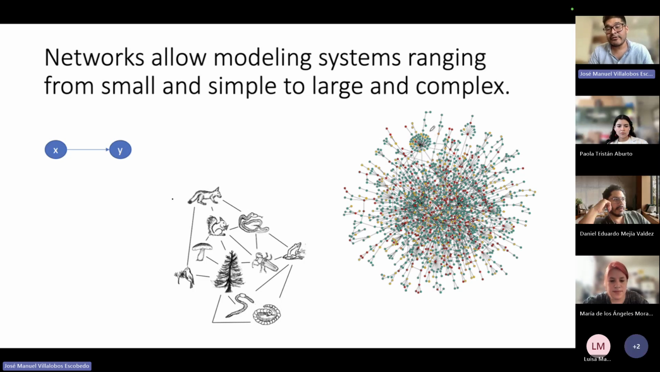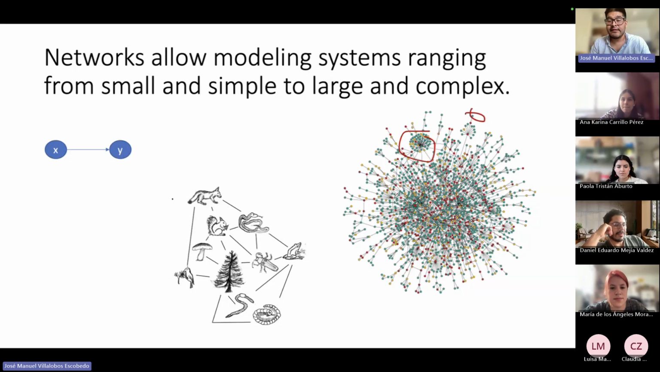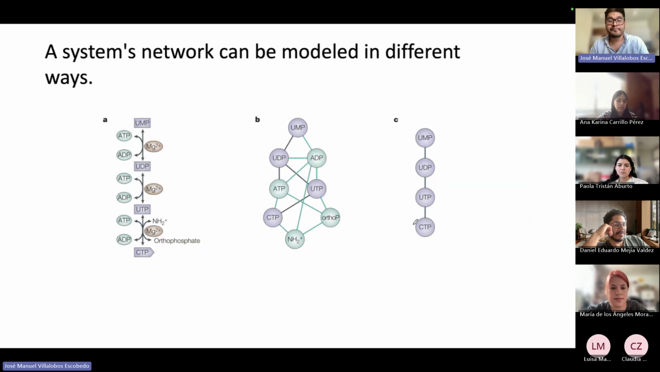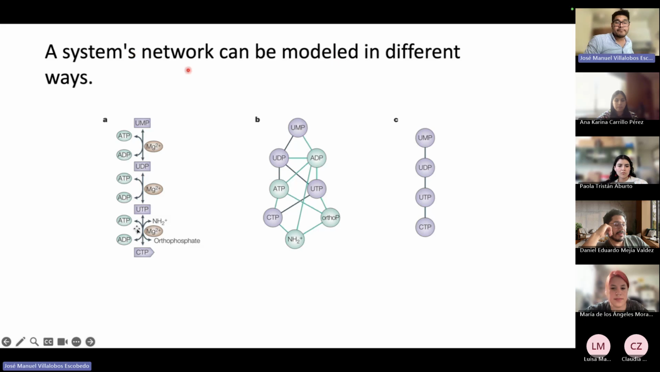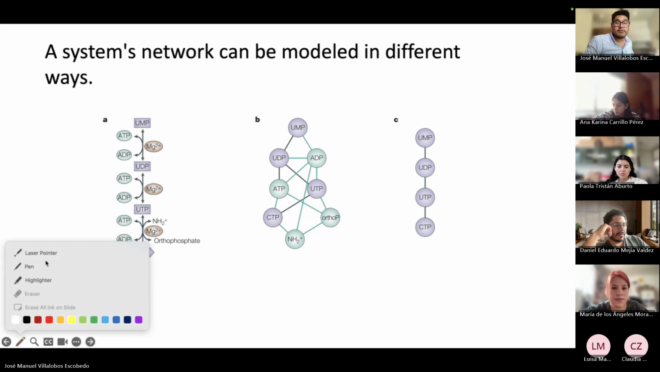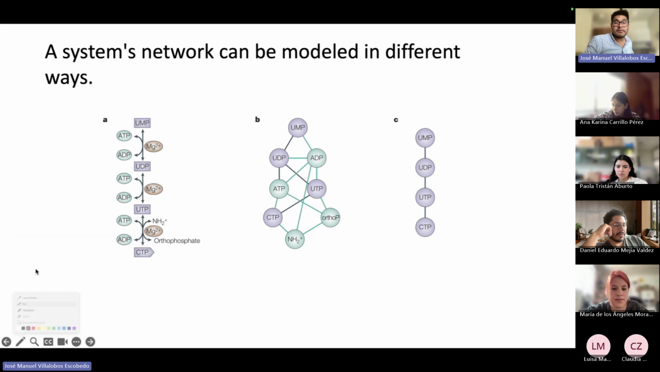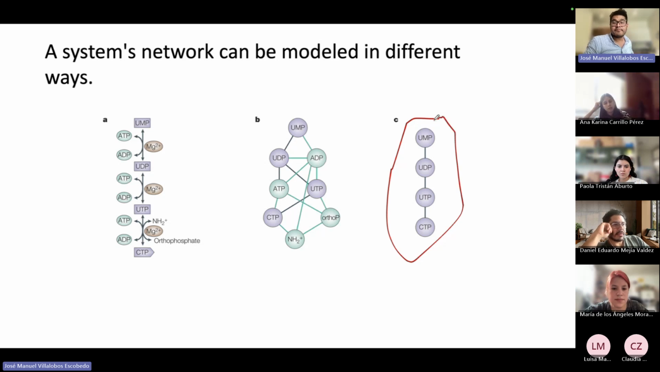Like all of them are super connected, and many of them are not super connected, and some of them are part of this hairball that is super typical in biology. And as we were watching, we can put this kind of representation, but also we can put this kind of representation that is a little bit simpler, or even we can use this kind of representation, decreasing the complexity of the model.